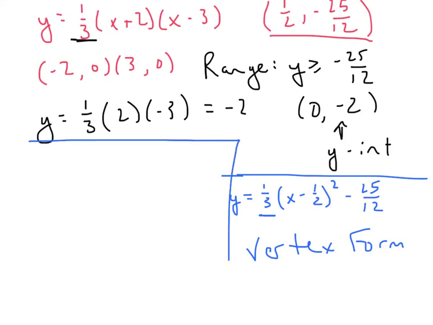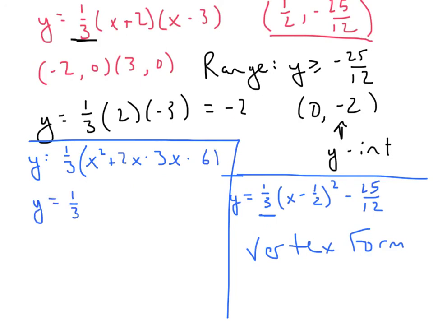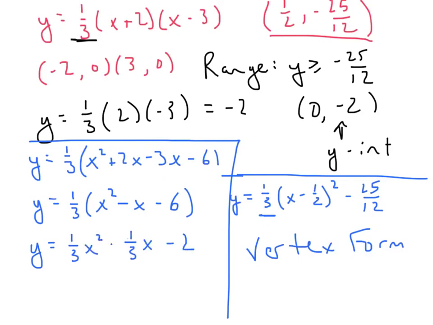And finally, to get standard form, I'm going to FOIL out my factored form. So I'll get 1/3 times x squared plus 2x minus 3x minus 6, which will be y equals 1/3 times x squared minus x minus 6, which will be y equals 1/3 x squared minus 1/3 x minus 2. There is my standard form.